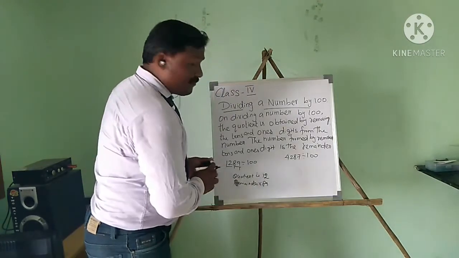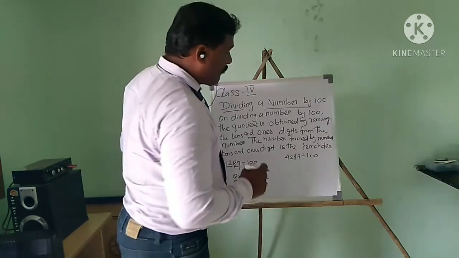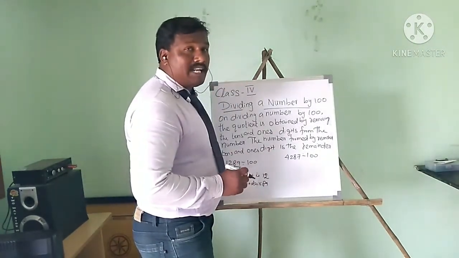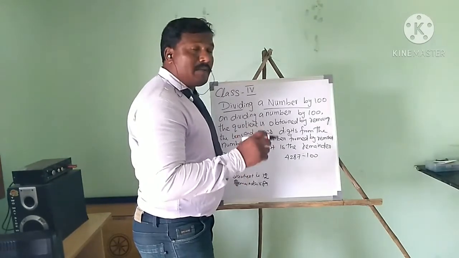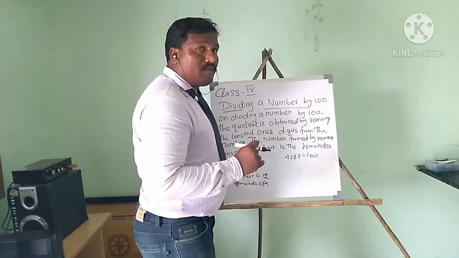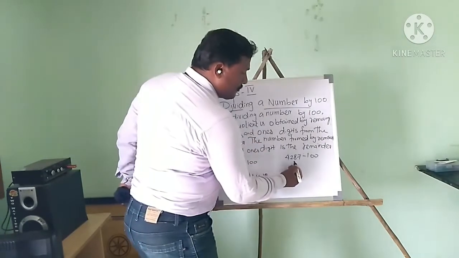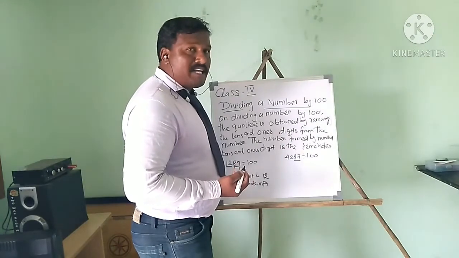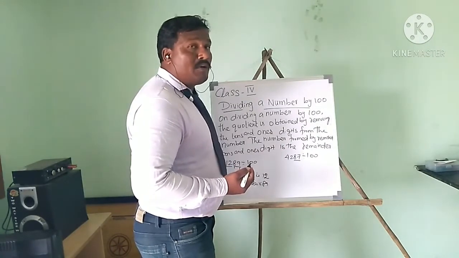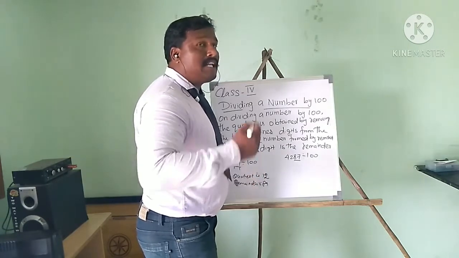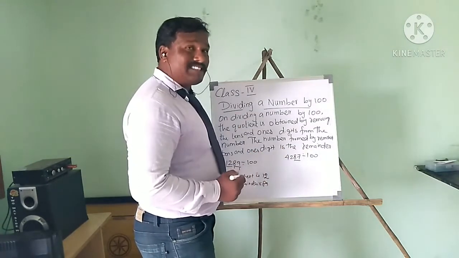Remainder is 89. You understand now what I am telling? Okay, let me take another example. 4289. When you divide by 100, as per the rule, the last two digits we have to remove, which are in the ones place and tens place. Those digits form the remainder, and the remaining number is the quotient.